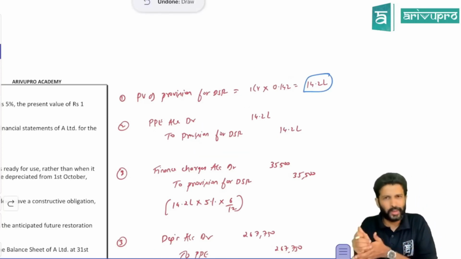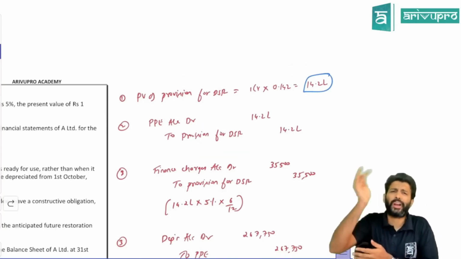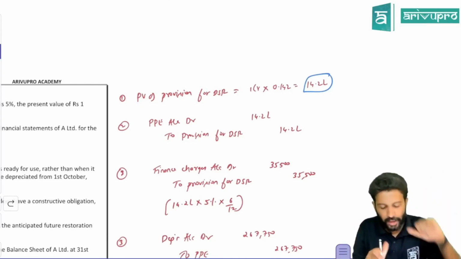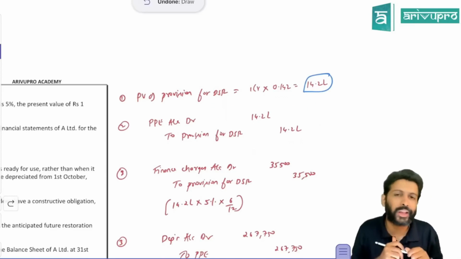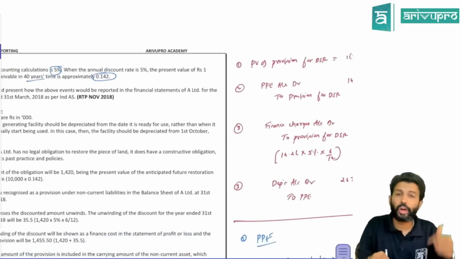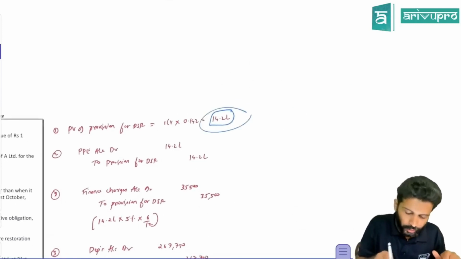Yeah, this is a DSR cost. Will you add it? Will you transfer it to P&L? No, you will add it to the cost of PP. So the journal entry for what, sir? This is a DSR. PP account debit to provision for DSR, 14,20,000 you'll add. So what is the cost of the asset? Cost of the asset is not 2 crore, it is 2 crore, 14,20,000.